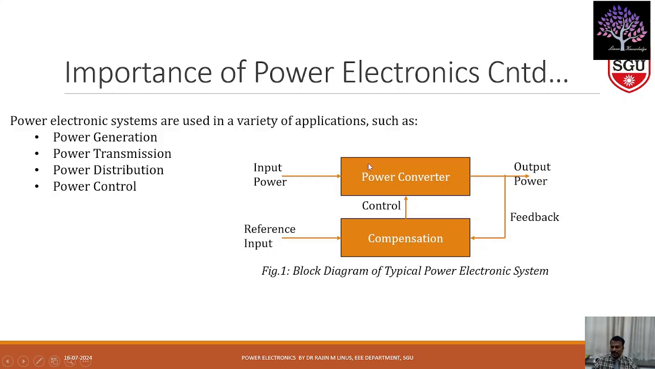Power converter, in the sense, is a power electronic circuit. It may be AC to DC, DC to DC, AC to DC to AC, or DC to AC. Like that, different types of power converters are available. Based on our requirement, we can choose. We give the input power and we get the output. If we want DC to DC, the input is DC, so we can use a DC to DC converter. Then we get the output power. For getting regulated output power, we can take the feedback and do some sort of control or compensation. Then, based on the requirement of the output, we can give the reference input. So we will get the output based on the reference input. This is the main block diagram, the closed loop control of a power electronic system.